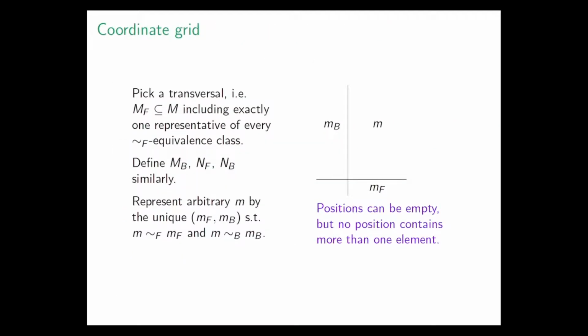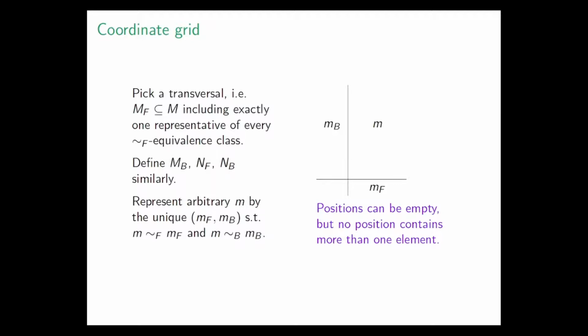And then we can play some games with this. So suppose that we've picked our transversal m sub f, which gives exactly one representative of each tilde F equivalence class, and similarly for MB. We can represent our model sets conceptually on a grid, like this.